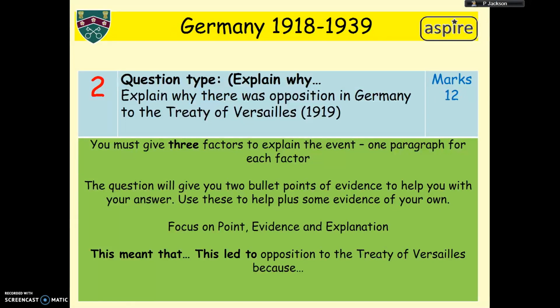Now it's worth 12 marks, so it's quite worth quite a lot, this question. You want to spend 18 minutes on it. I would suggest you'll be writing at least a couple of pages in the exam booklet, so you do need to go into a lot of detail, and some of you have found that you haven't always gone into enough depth and detail on this question, so it's really important that you just bear in mind it is worth 12 marks.